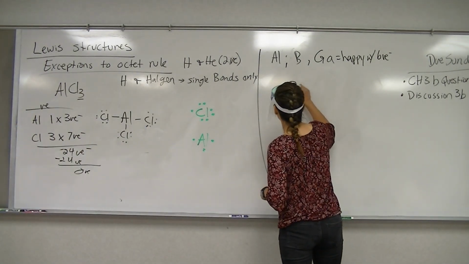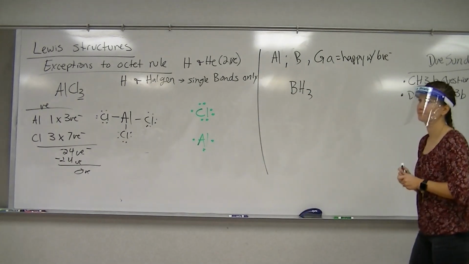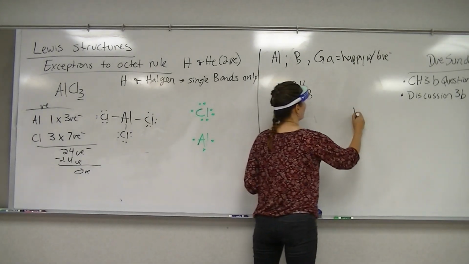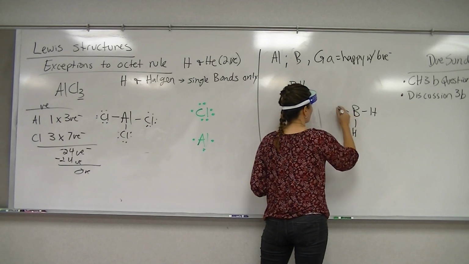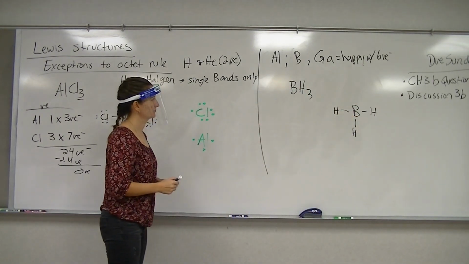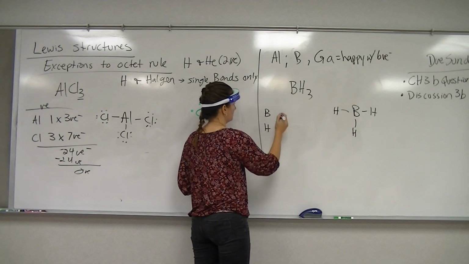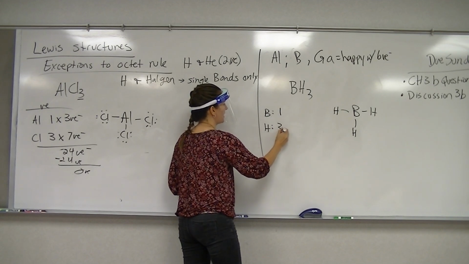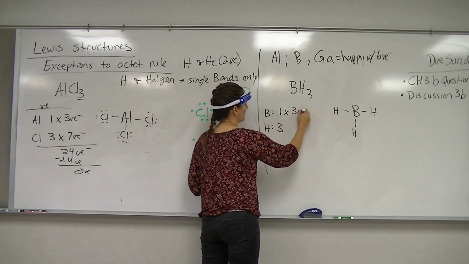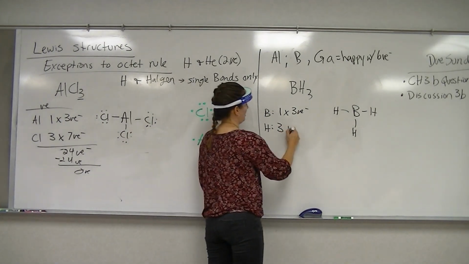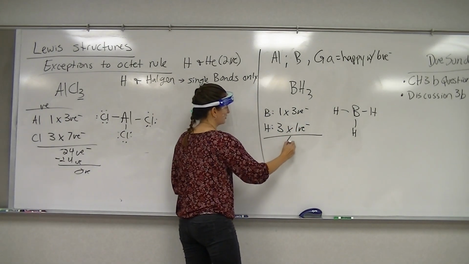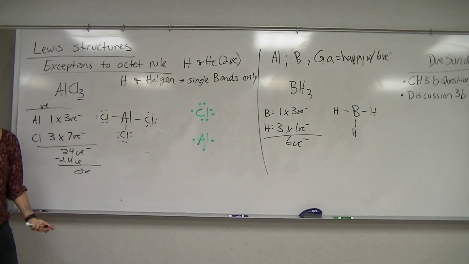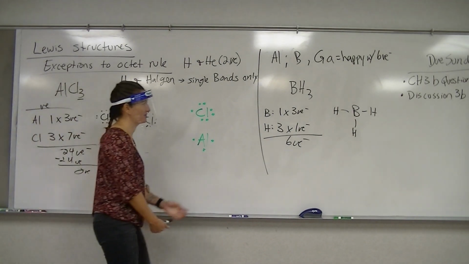So let's apply this to try one more. Let's do BH3. So we have boron in the middle, and then 3 hydrogens. So number of atoms, we have 1 boron and 3 hydrogens. We just said boron has 3 valence electrons, just like aluminum, and hydrogen has 1. I'm done. That's a nice thing about some of the exceptions, especially this one.